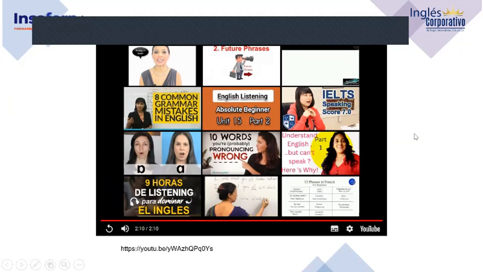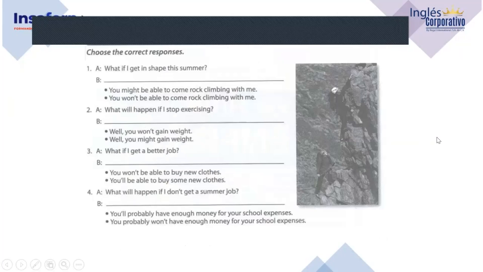Okay, we're gonna work with conditionals. Conditionals are just to indicate something that probably will happen. We don't know, but it's a possibility.